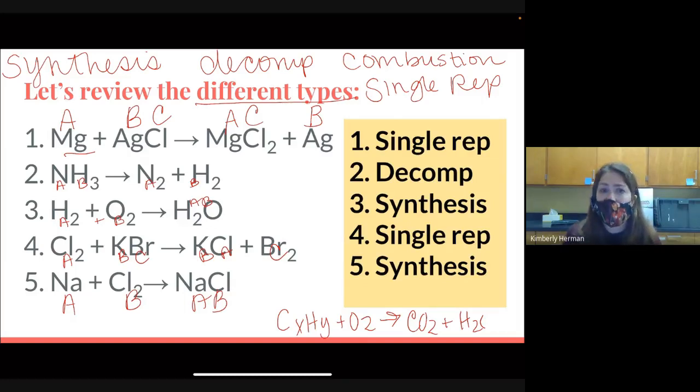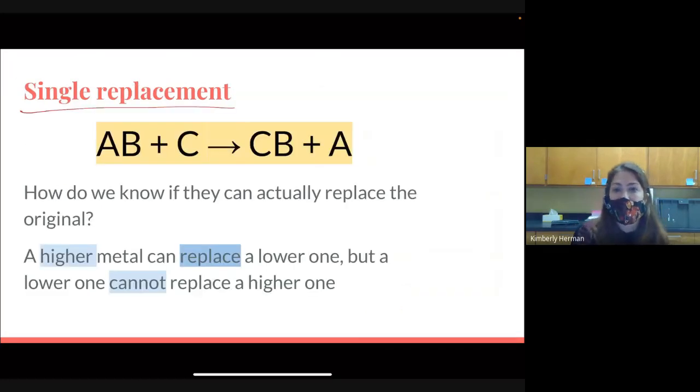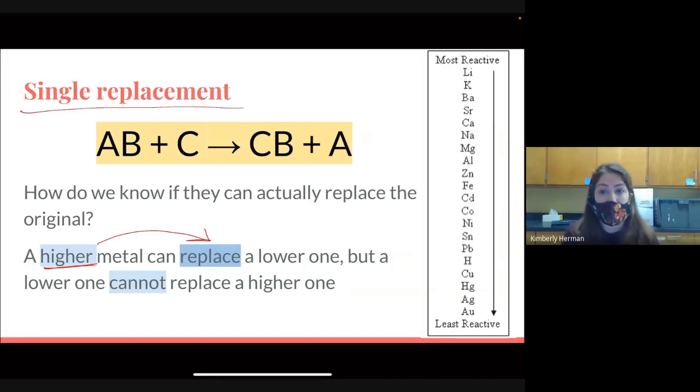Now, how do we know in the single replacement if they're going to be enough to replace the metal it's working with? So how do we know? We'll see that a higher metal will actually replace a lower one, and we have a hierarchy of our list. We have our most reactive metal as Li on the top, and our least is gold. And that makes sense because we wouldn't want to wear gold or silver jewelry and have it reacting on our skin with water or any of these other parts. So that's good that it is the least reactive.